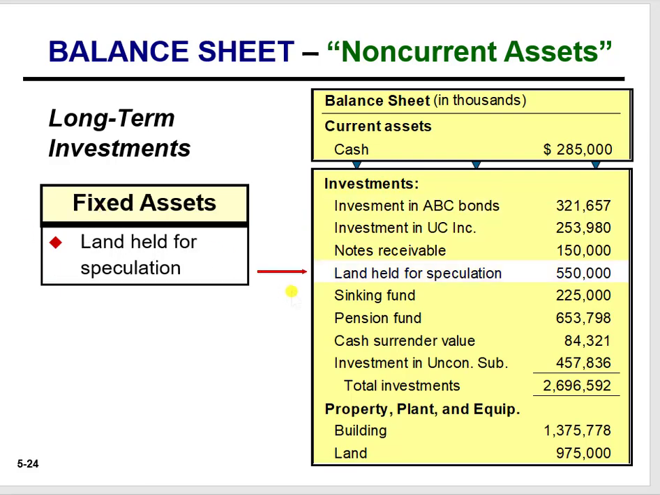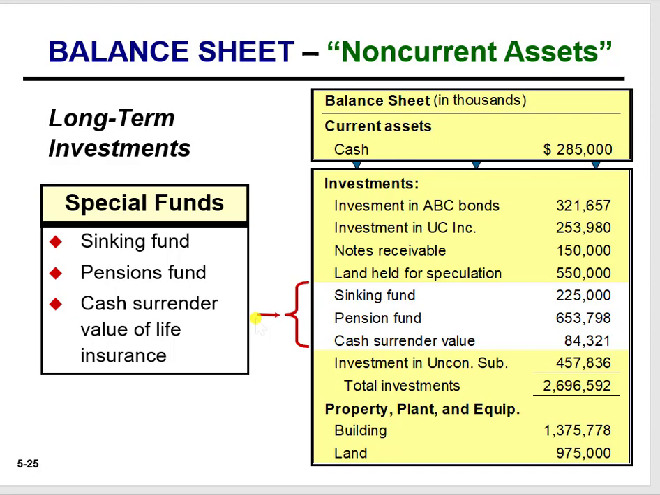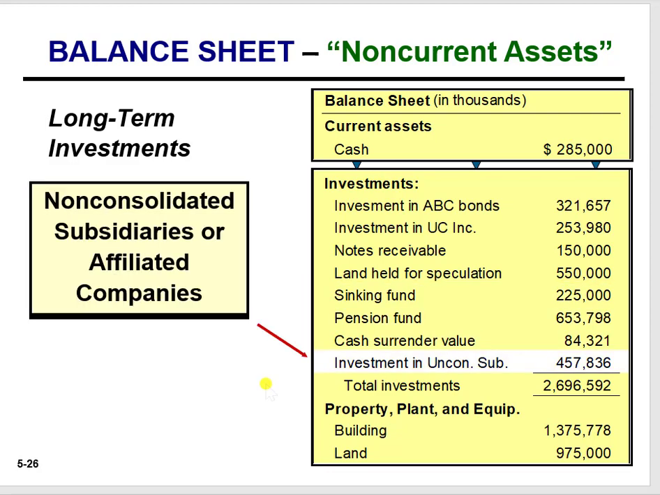Again, for your fixed assets listed here after notes receivable, land held for speculation is in the non-current section. And your special funds, sinking funds, pension funds, and cash surrender value of life insurance will be listed in the long-term investment section of non-current assets. And lastly, long-term investments for our non-consolidated subsidiaries or affiliated companies. Our percentages in our other affiliated companies are listed here.